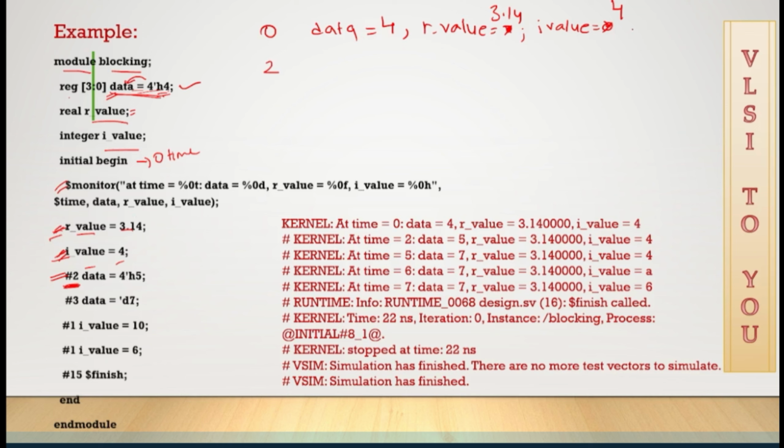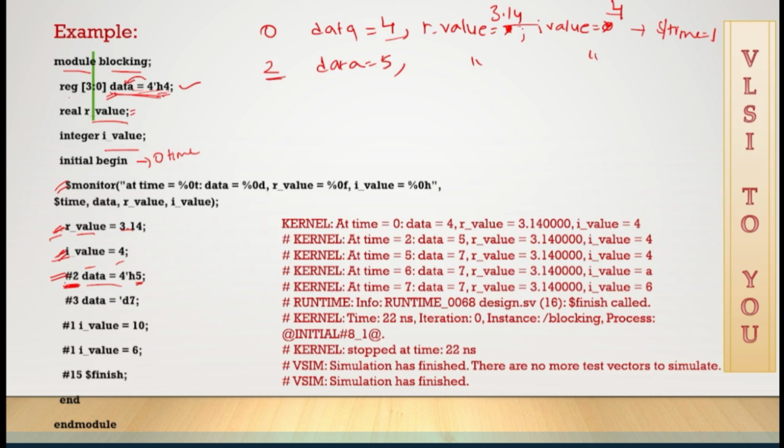If you check $time at 1, the values are these only. Now at 2 time units, I have changed the value of data to 5. The data value is changed to 5, but I didn't change any other two values. If you see at 2, only the data value is changed. R value and I value are the same.